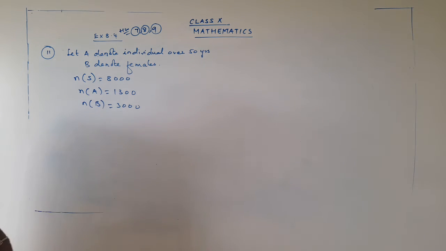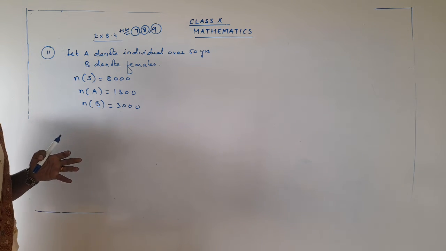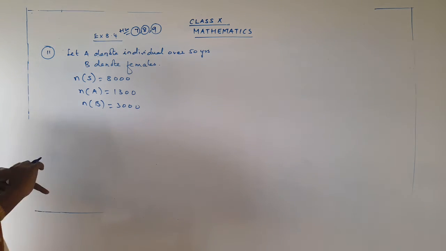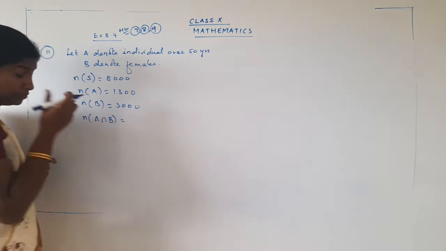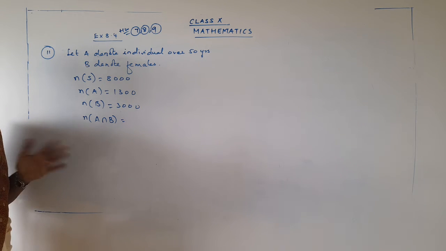Now, they are saying that it is known that 30% of the females are over 50 years. That means both, they are female as well as they are above 50 years. So it's a combination of A and B. So both means intersection is known to us. N of A intersection B. How many are female plus 50 years?